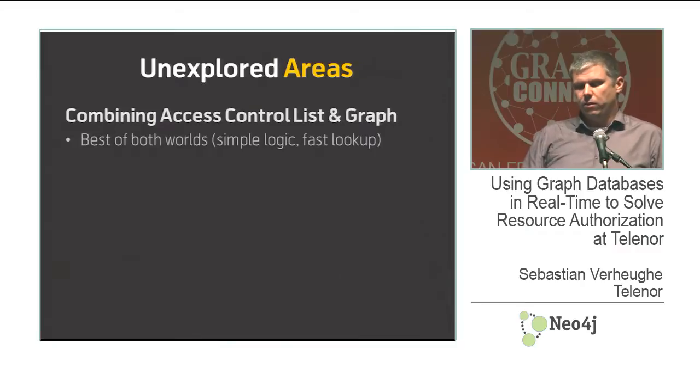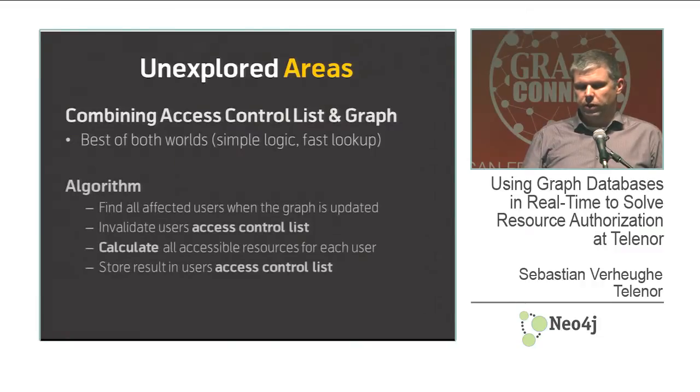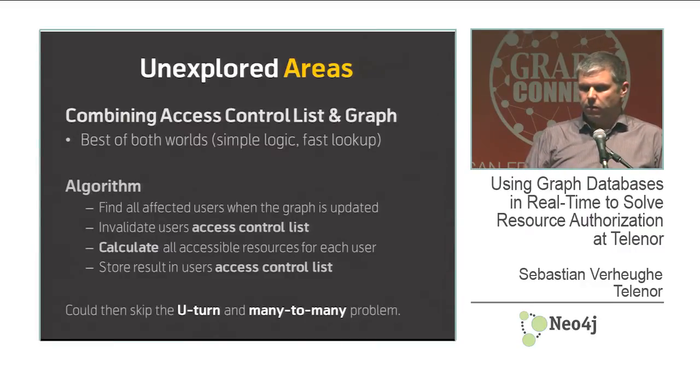An extra area that we didn't do that we might have done was combining access control list with the graph, because you need to do the traversal each time. One thing we could do is, instead of doing the computing at the request, we could react to events instead. So when something changes in the graph, find the users who are affected, do the calculation and store them in that list instead. That's one way of doing it. And if we did that, we could actually escape the extra logic that we have for the U-turn and the drop versus flatten out. But we didn't get that far, so yeah.